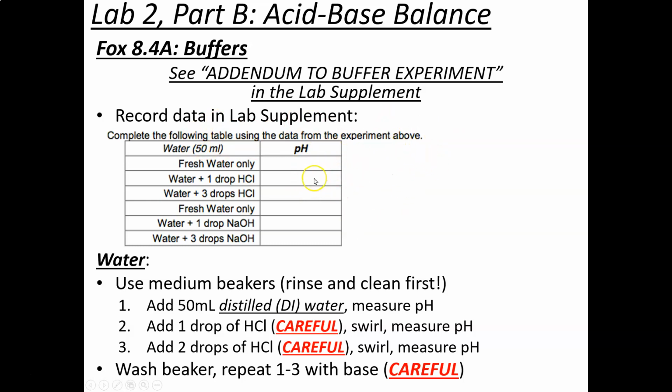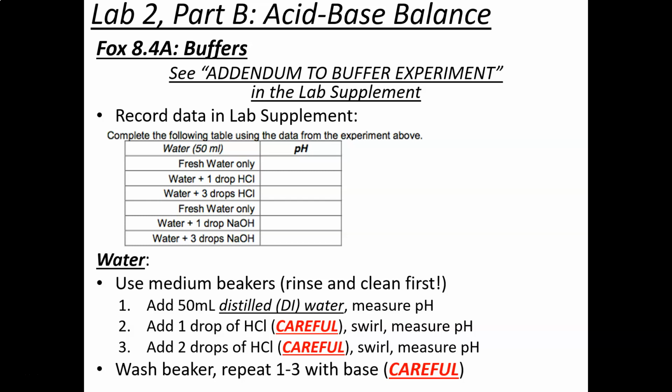If you read FOX, and he's changed it a little bit, but he used to say grab some water, put it in a beaker, measure the pH, and then drop 1 drop and 3 drops of HCl. The problem with that is pH is a measure of the hydrogen ion concentration. So if you had a gallon of water or a couple liters of water versus 10 drops of water, the pH would be drastically different. So we're going to grab 50 mils of fresh water, and fresh water should have a pH of 7.0.